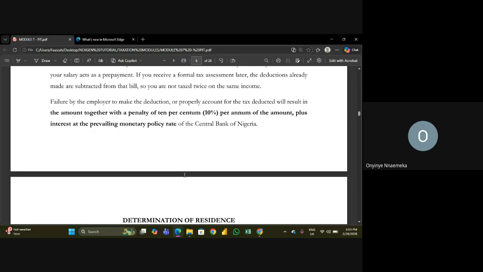Let me give you a scenario. You are supposed to remove 50,000 from your employee's money and pay to the tax authority. You did not remove it, or you removed it and did not pay to the government. Now, you are going to pay a penalty, and the penalty is that of 50,000 plus 10% of 50,000 plus interest. Let's assume the monetary rate is 25%, so 25% of 50,000. If you add the three together, that is now the amount you will pay instead of just 50,000.